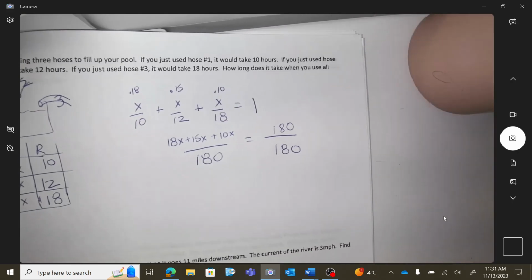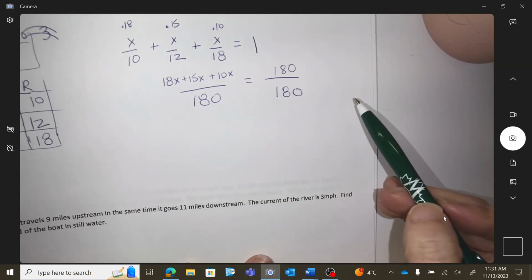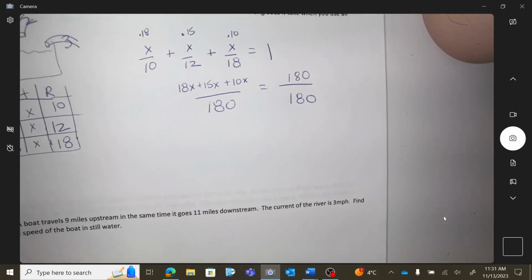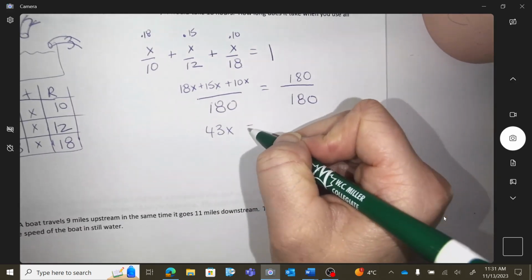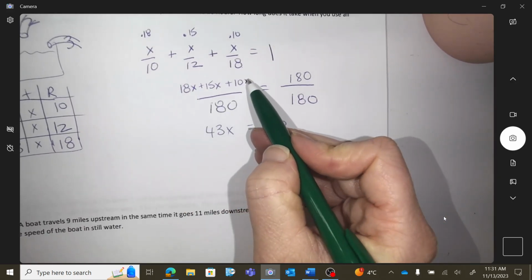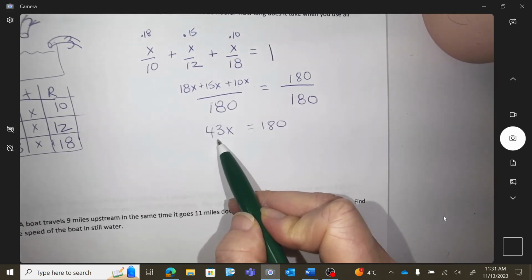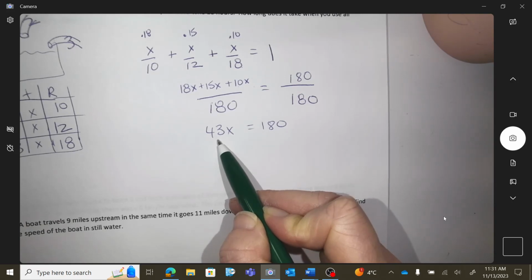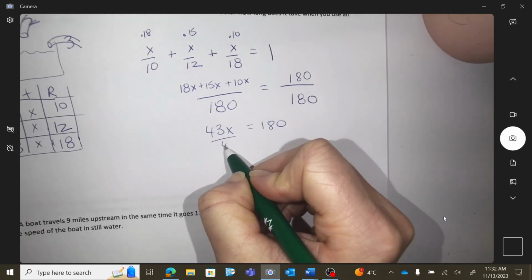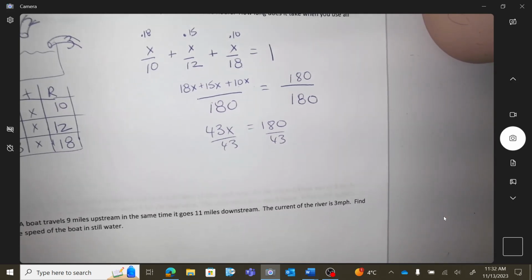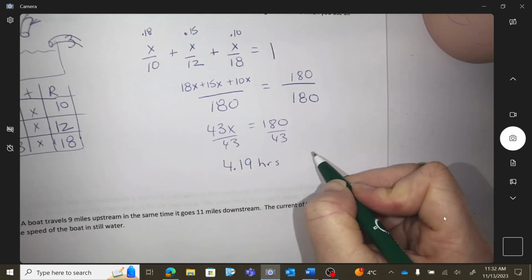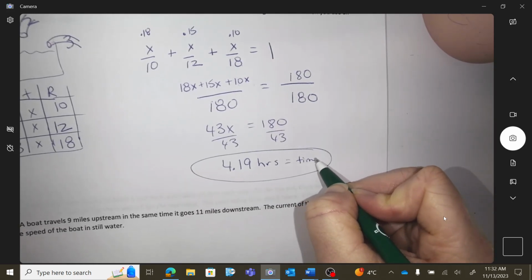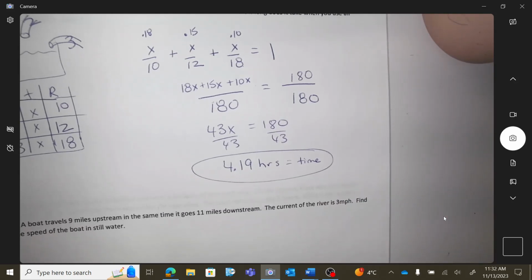Okay, common denominator drop. So I'm done with the bottom. So I'm only going to look at the tops. So this, all this I added. How many x's? You can put them all together. Divide. So now the pool will get filled in 4.19 hours.